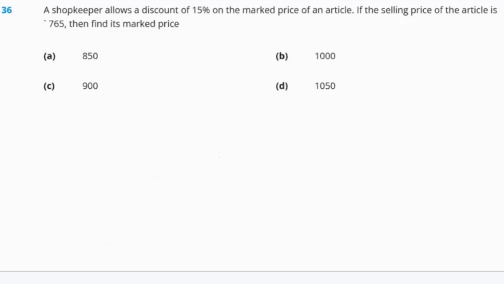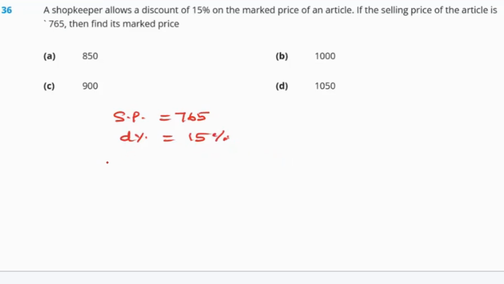Now question number 36. Question number 36 is saying a shopkeeper allows a discount of 15% on the marked price of an article, and one more condition is given over there, like if the selling price of the article is 765, okay, then what will be its marked price? So what we can do, we can simply do 765 is the selling price of an article which is given to us. Okay, and the discount percent is also given to us, which is 15%. Okay, we need to find what? We need to find the marked price.